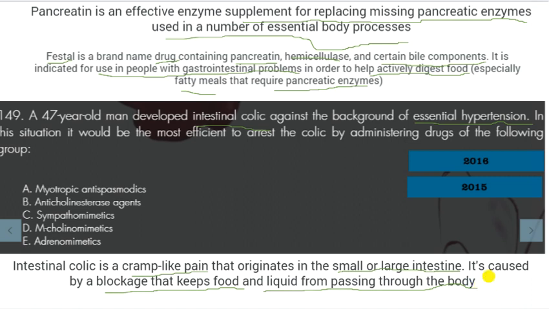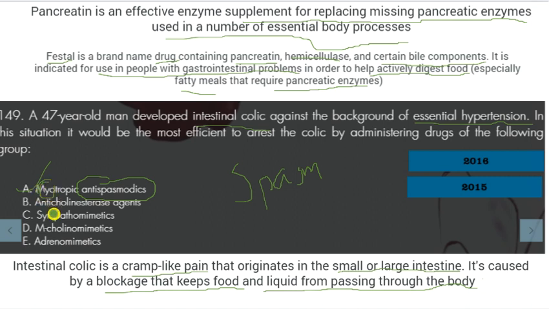Why does it occur? Because cramps, spasm of the smooth muscle of the intestine will occur. So we need to introduce some drugs, the antispasmodics. Myo means, this is the answer, A is the answer.